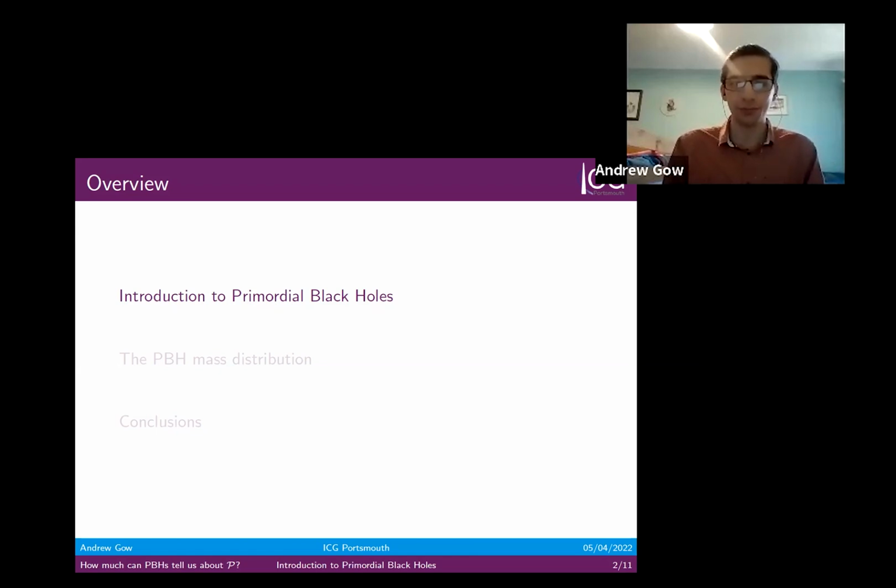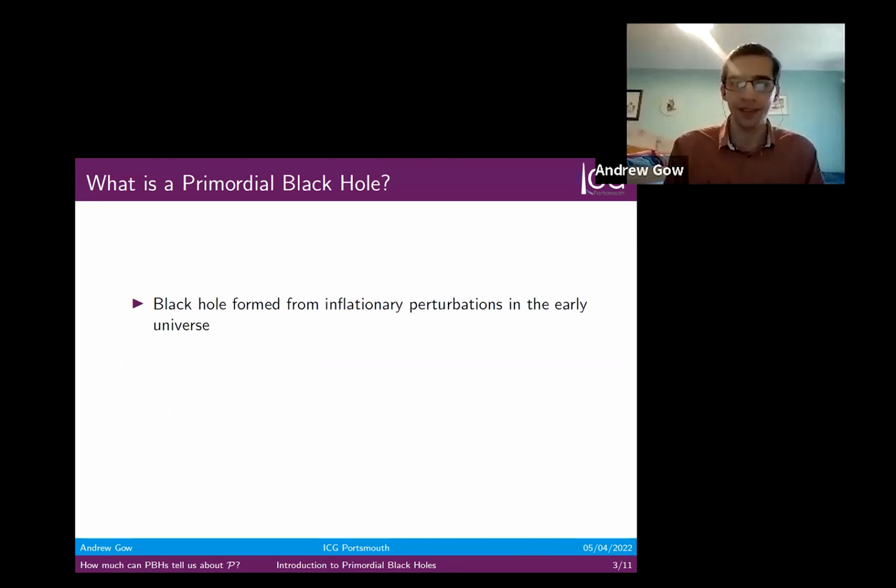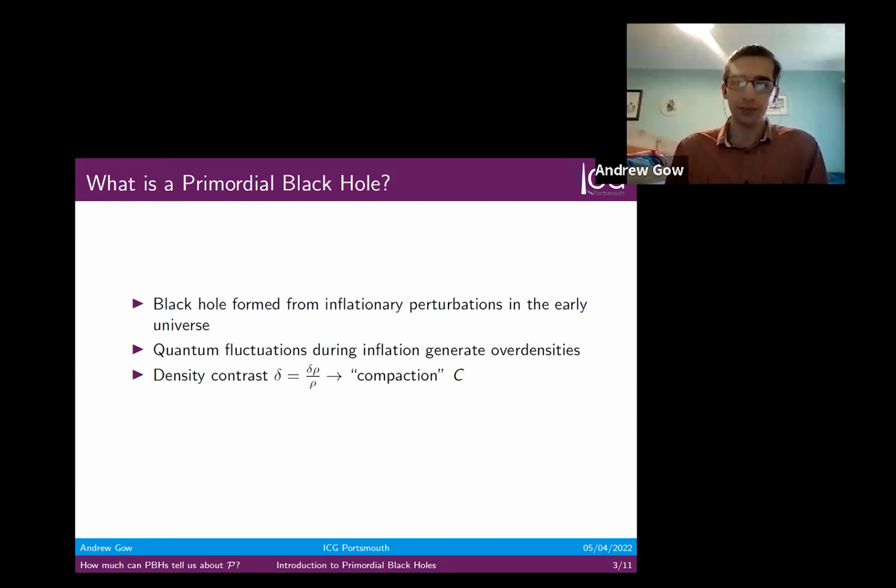So first, a brief introduction to primordial black holes. The first question on your mind is probably, well, what is a primordial black hole? So a PBH is a black hole formed from inflationary perturbations in the early universe. So during inflation, we have quantum fluctuations, and these get expanded by the fast acceleration into physical overdensities. We characterize these overdensities with the density contrast delta, or more carefully, we use something called the compaction function C. And after inflation, typically during radiation domination, if at horizon re-entry this compaction is greater than a certain critical value, then we form a primordial black hole.